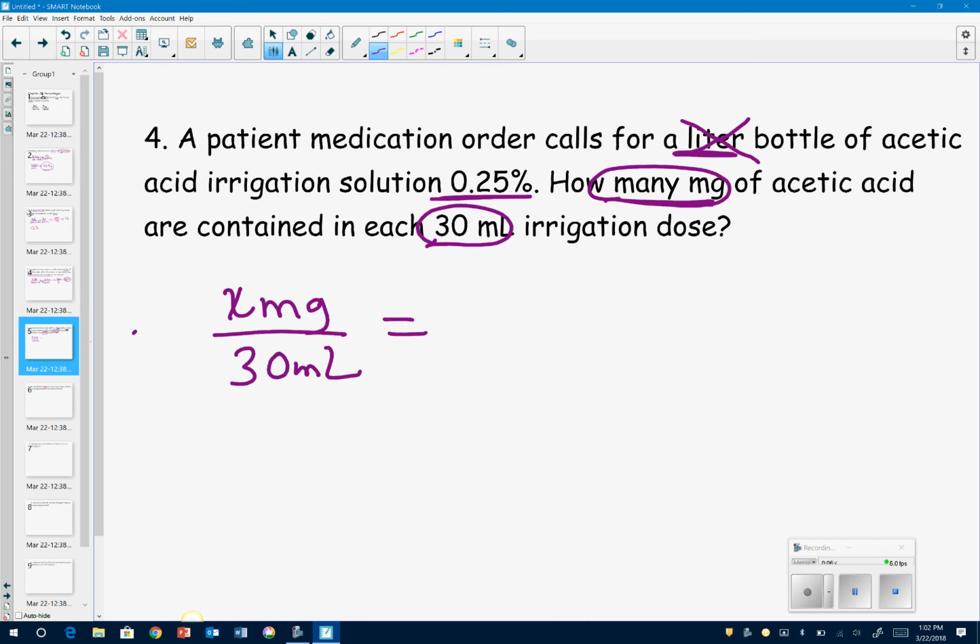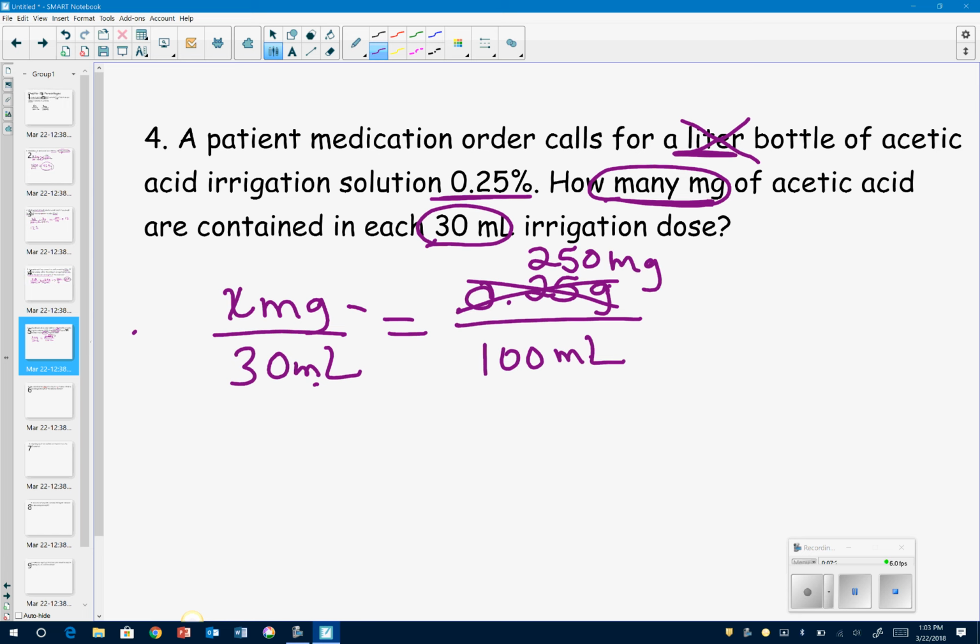Okay. And then our given is our 0.25%, which is grams. And because your percent is always grams, you always put 100 milliliters underneath it. Okay. So now we look, our liquids are the same units, but our weights are not the same units. So you would have to change our grams to milligrams. And we do that by multiplying 0.25 by 1,000, and you get 250 milligrams. So you cross multiply. Whatever you multiply the X by always goes on the bottom. So that would be X times 100 be 100x.